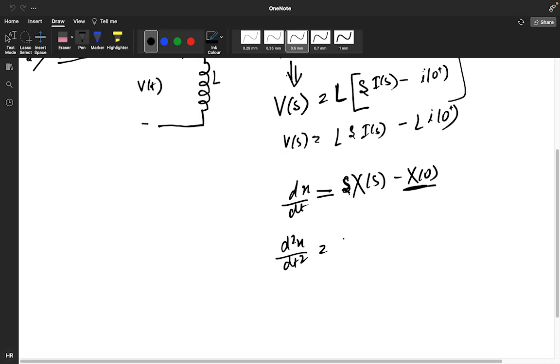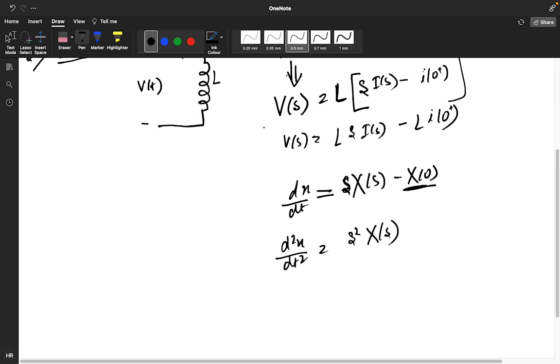So here you will get S square X of S. But here also the initial condition will come. Okay. So what will be the initial conditions? That's what I am asking. What will be the initial condition in this case? S square X of S minus S x of 0 minus x dash of 0, meaning two initial conditions are coming. That's what I am asking.